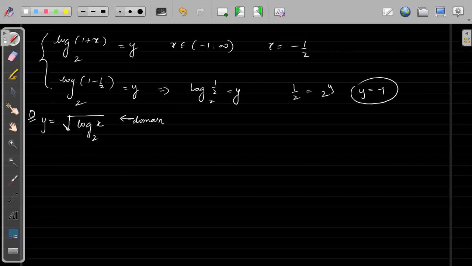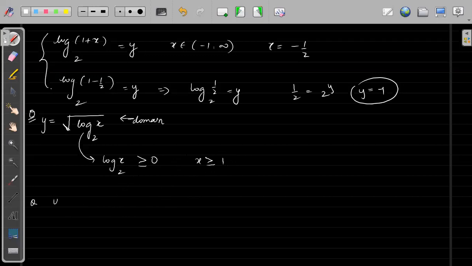See, because this is under a root, log of x base 2 should be greater than or equal to 0. For what values of x is this greater than or equal to 0? For x greater than or equal to 1. So for x greater than or equal to 1, this will be greater than or equal to 0. I hope everybody is okay with this one. Yes, everybody understood this one? Very good. Okay, now let's see.